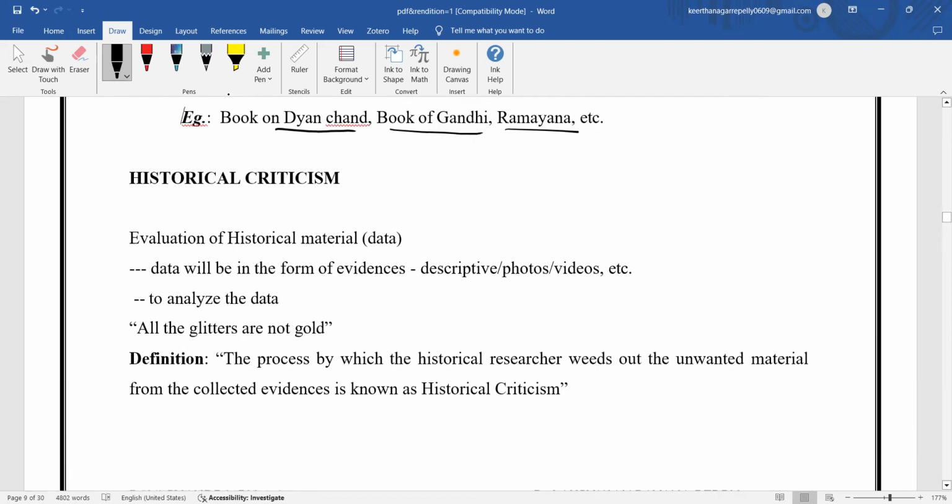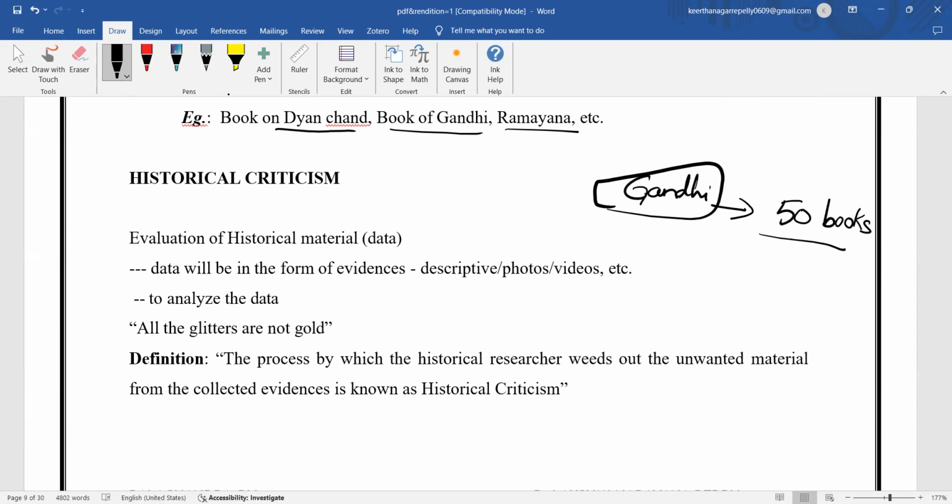Okay. Next is historical criticism. Historical criticism is nothing but evaluation of historical material. Now, as I told you, there might be an enormous number of books written on one particular aspect. For example, on Gandhi, there are, let us take an example, on an average 50 books.